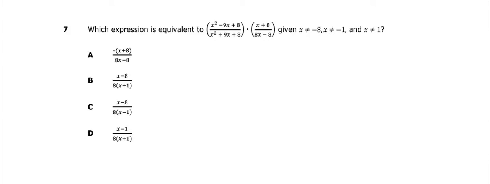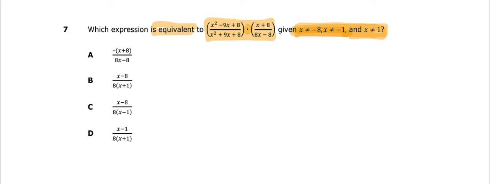Okay, so we're going to go ahead and solve problem number 7. Problem number 7 wants to find an expression that is equivalent to this whole thing right here. They're telling us for a fact that the x values cannot equal these numbers right here, because if they do, then your denominator is going to equal 0, and having a fraction with the denominator 0 cannot work.